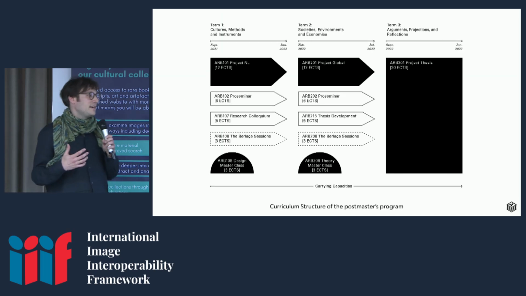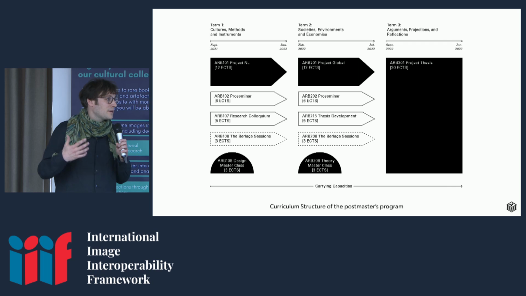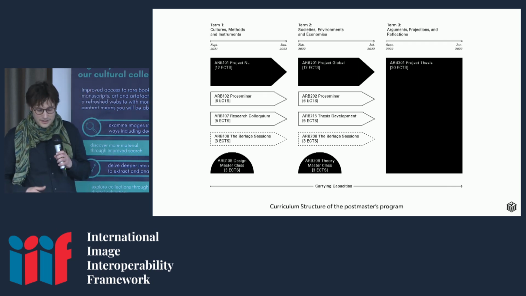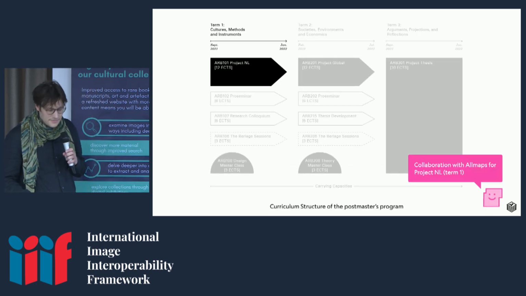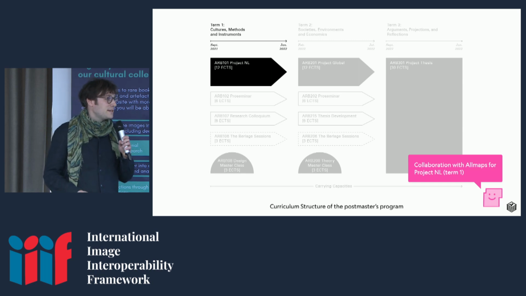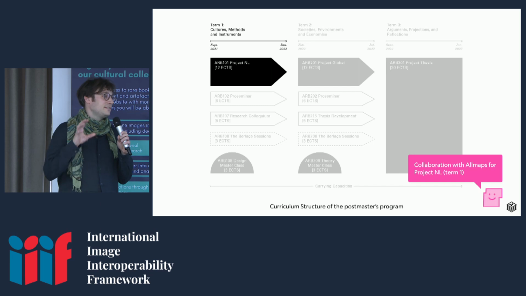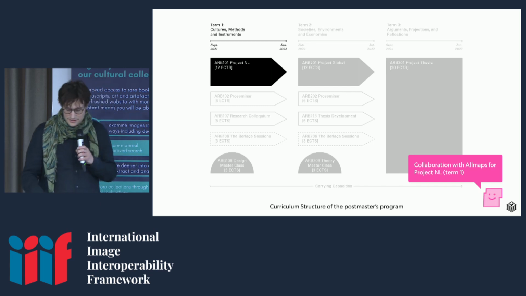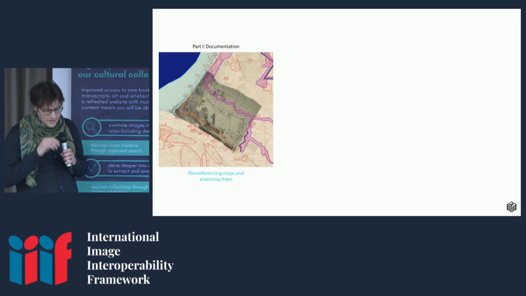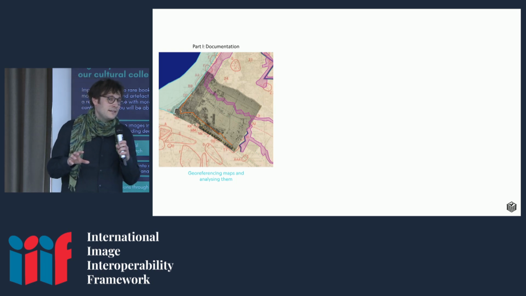So the Berlage is a 3-year postmaster program, so we were working with already qualified architects. And we were working with them in the first semester. It's an international group of students, and it's a semester called Project NL, and it introduces them to the Netherlands. The course was divided in 3 parts.